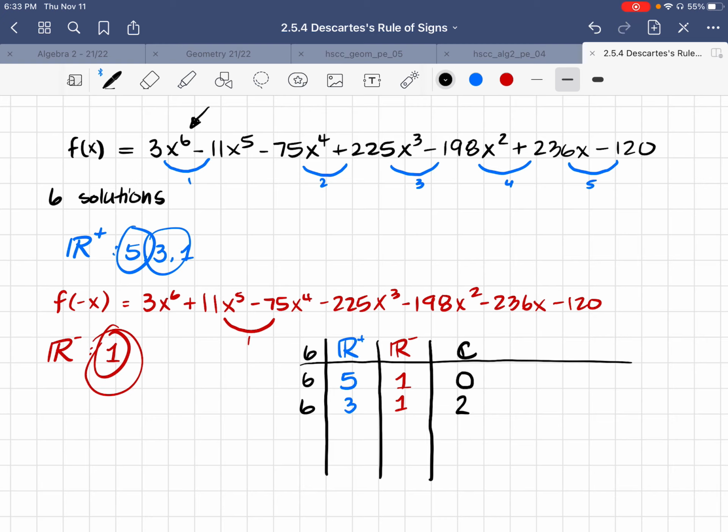But using Descartes' rule of signs, 5 and 3 were not the only possibilities. 1 was also a possibility. So we could have 1 positive root. Now, if we have 1 positive root, we know we have to have 1 negative root, because that's what the second part of Descartes' rule of signs said. But if we have 1 positive and 1 negative, that means we're missing 4 more roots. This is where the complex roots come into play, and we can have 4 complex roots. And this is how Descartes' rule of signs works.